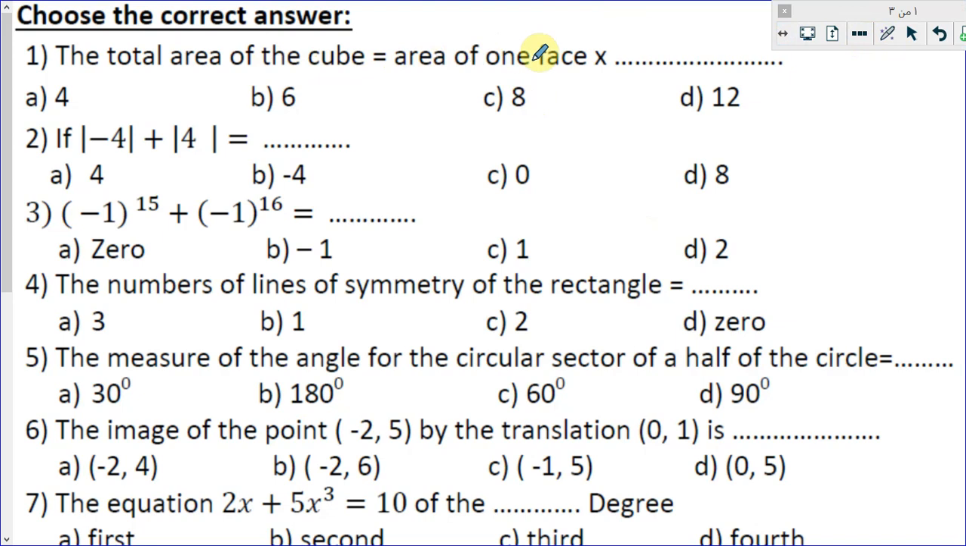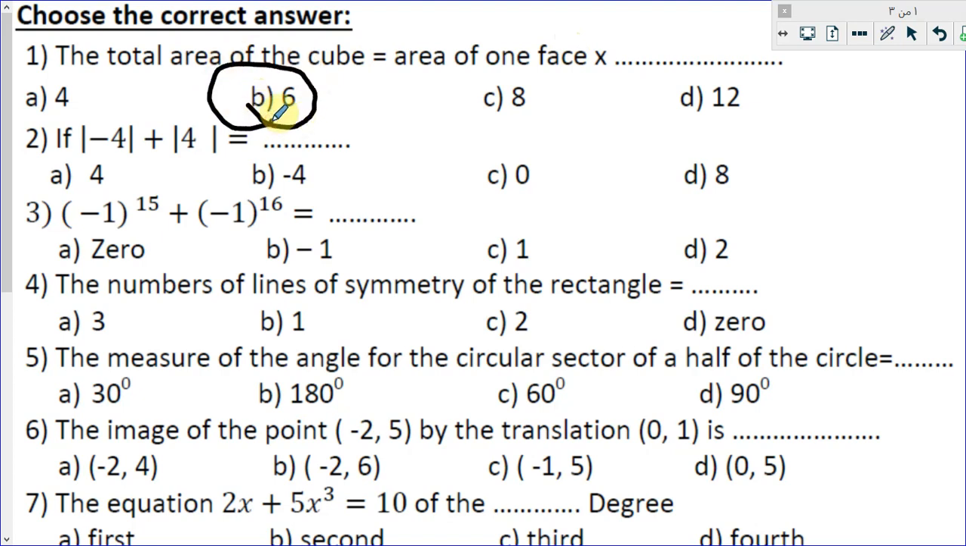Okay, equal the area of one face multiplied. He wants the total area. It means the area of all faces, and we know that the cube has 6 faces, so it will be area of one face multiplied by 6.